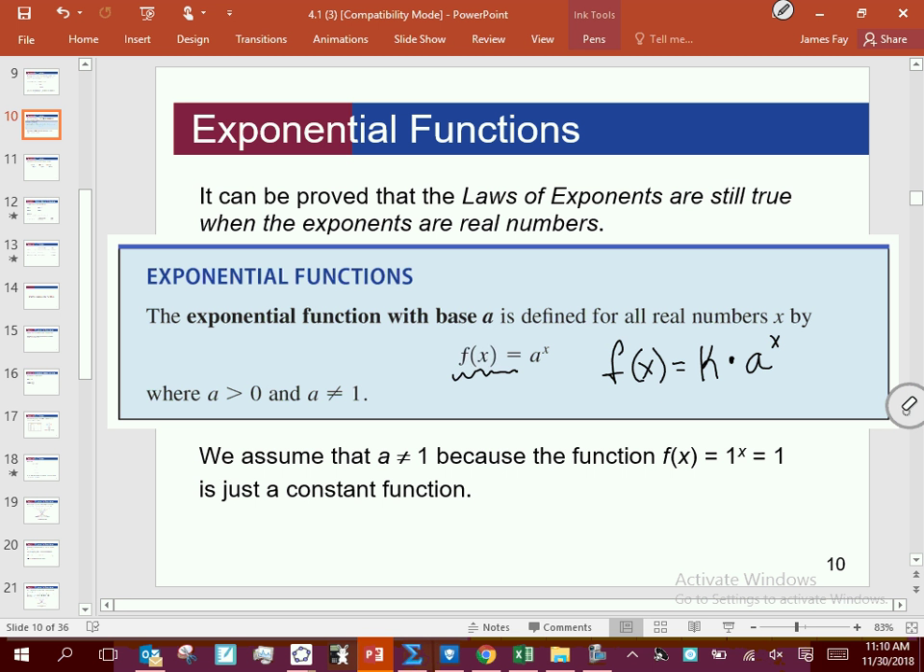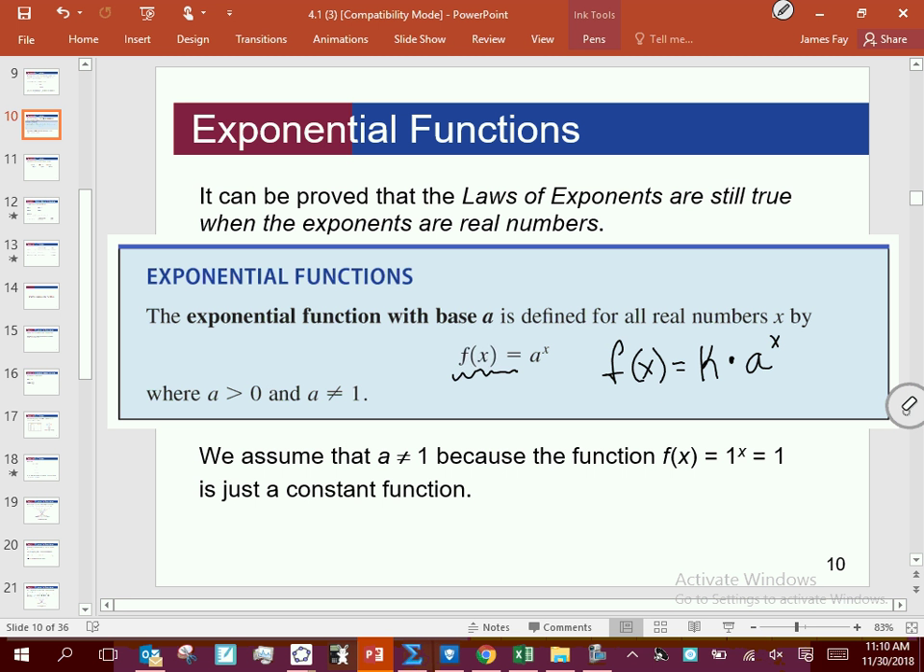Once a changes, we have essentially a new parent function. So 2 to the x, if a is 2, is a parent function. If a goes to 3, 3 to the x is another parent function. 4 to the x, 5 to the x, 6 to the x, 7 to the x, they're all new parent functions. However, all those parent functions are kind of like brothers and sisters, because they act the same way. I'll show you some examples in a moment. When we manipulate k and a, we should be able to see that relationship.